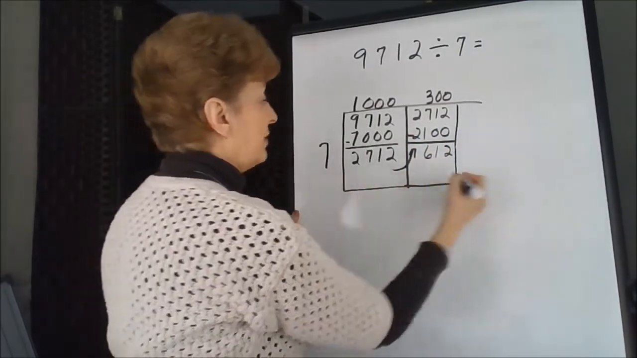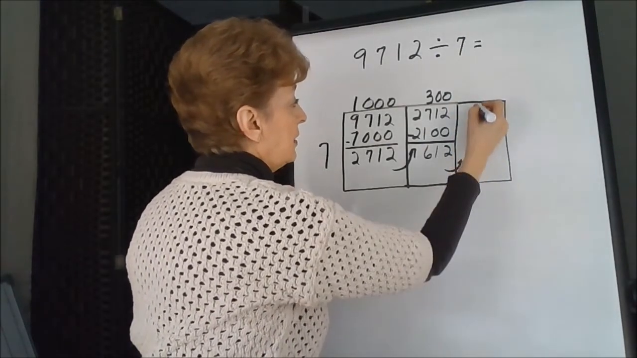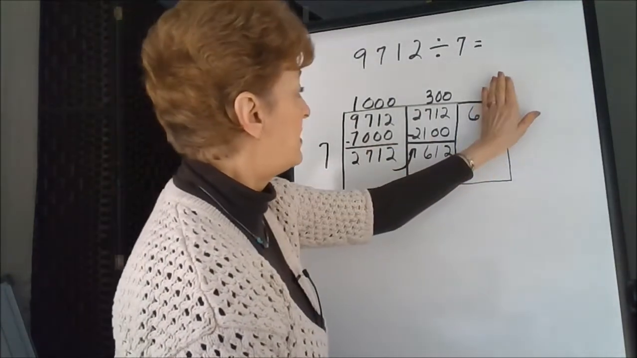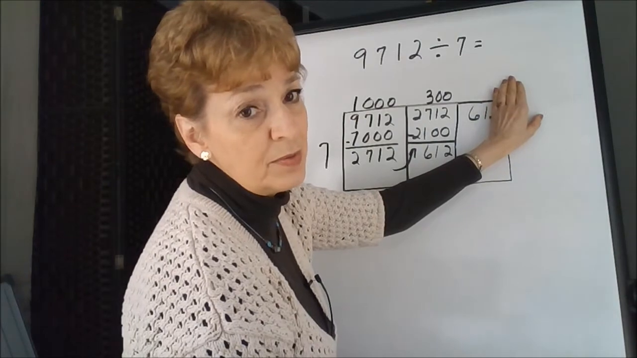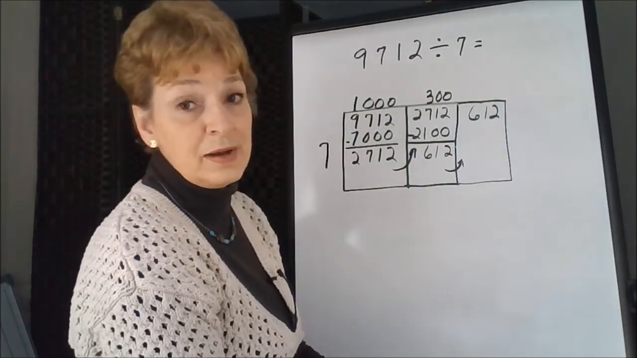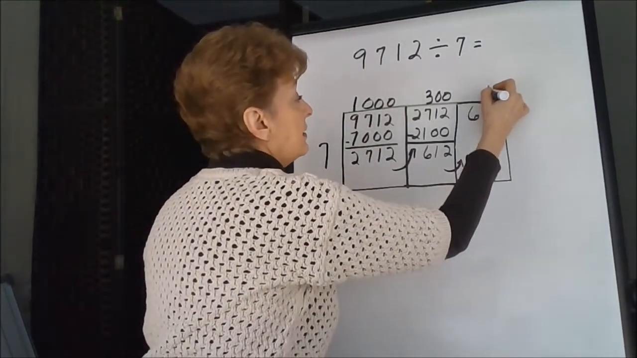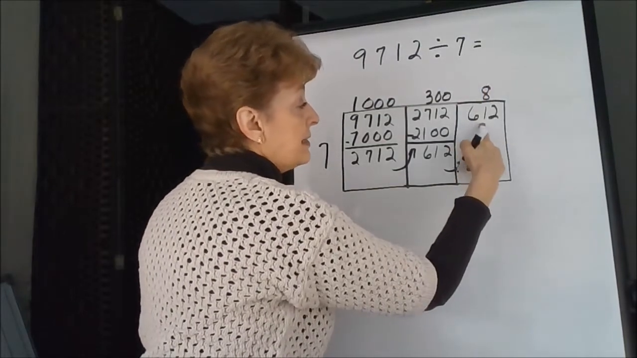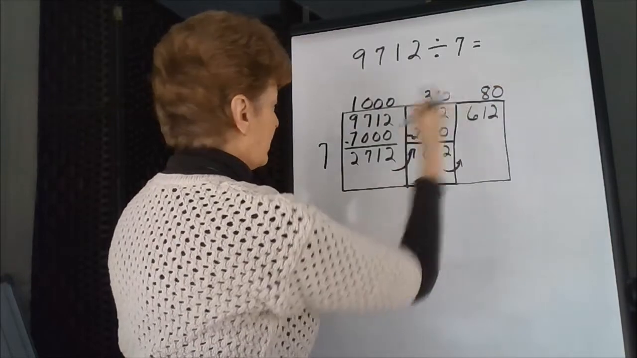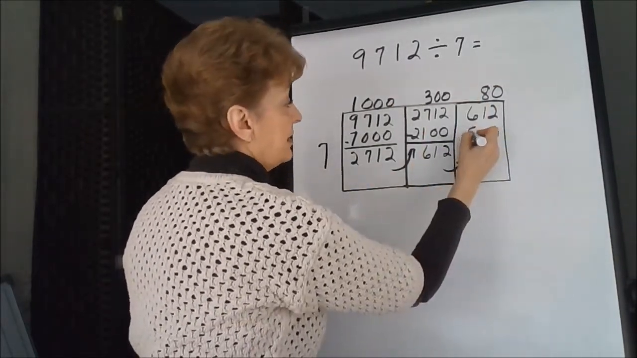612 is bigger than 7, so we need another box, and we'll bring this up. 612. 7 goes into 6? Well, 6 is too small, so I'm moving over. 61. What times 7 is close to 61 without going over it? 8. But we're in the tens column, so this actually is 80. 0 times 7 is 0. 8 times 7 is 56.